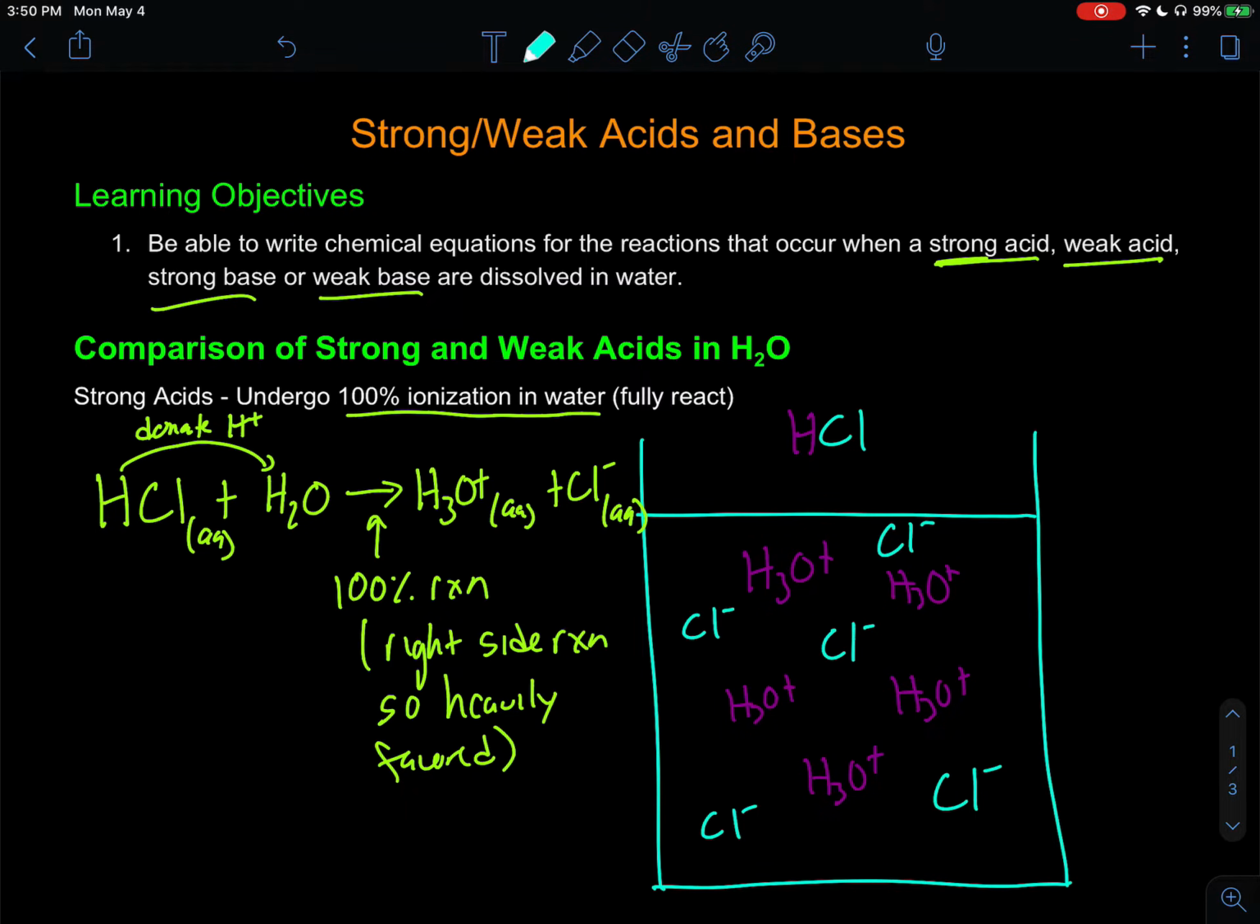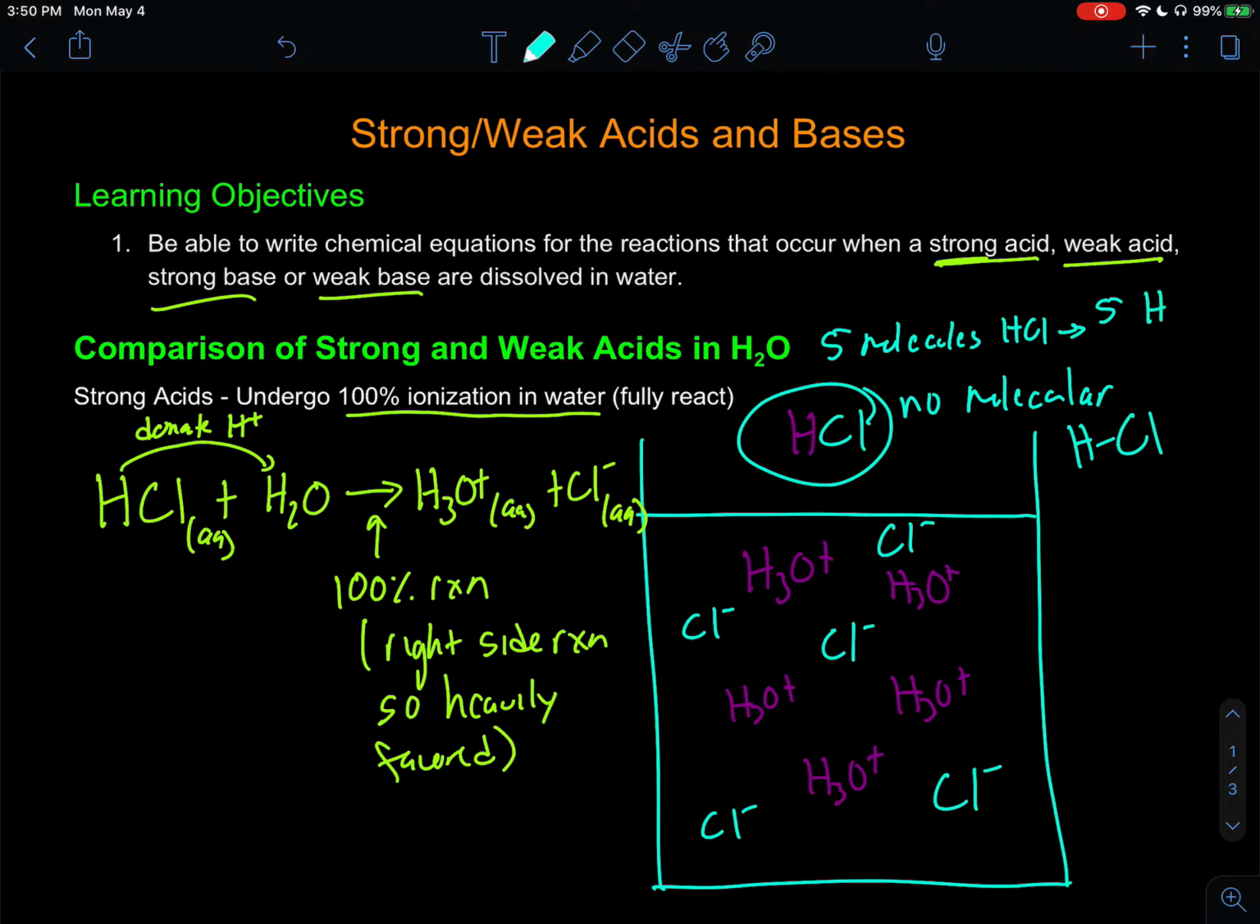So we notice that we do not see any molecular HCl. We don't see it hydrogen bonded to chlorine here, because it is such a strong acid that every single HCl molecule present is going to fully donate its proton to water. So if I had 5 molecules of HCl, I'm going to get 5 hydronium ions and 5 chloride ions. Again, kind of going back to our original reaction, and again, we think of this as being, per se, a one-way reaction.